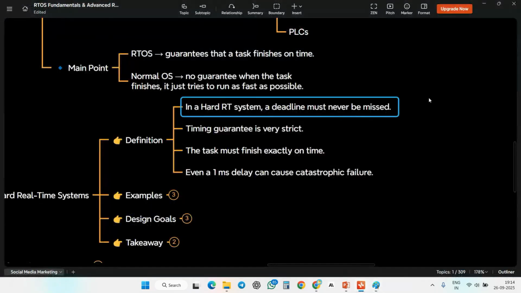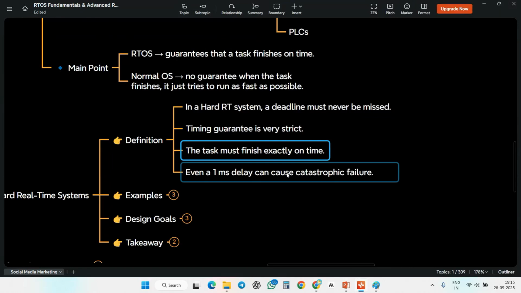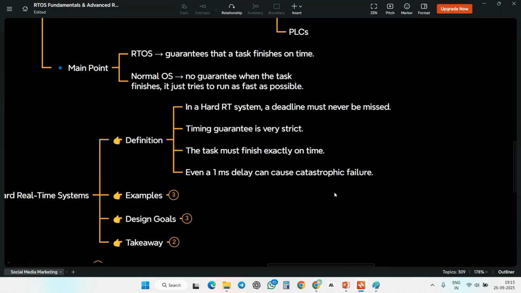If it crosses the line, it will cause a disaster. So the timing guarantee is very strict. It should do the task within the given timeline. The task must be finished exactly on time. Even a 1 millisecond delay causes a failure, it causes a disaster.